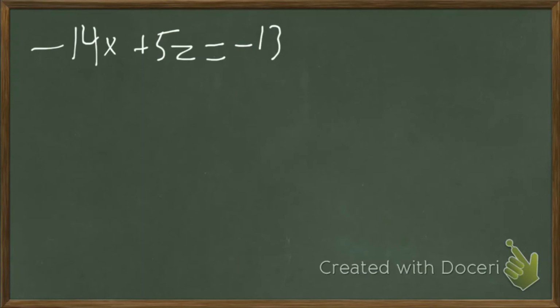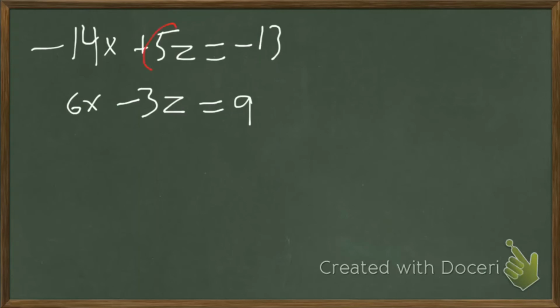Okay, now that I showed you the way to do it with substitution, I'm going to show you the way to do it with elimination. So we have negative 14x plus 5z equals negative 13, and we also have 6x minus 3z, which is equal to 9. Now I'm going to write this by the color.